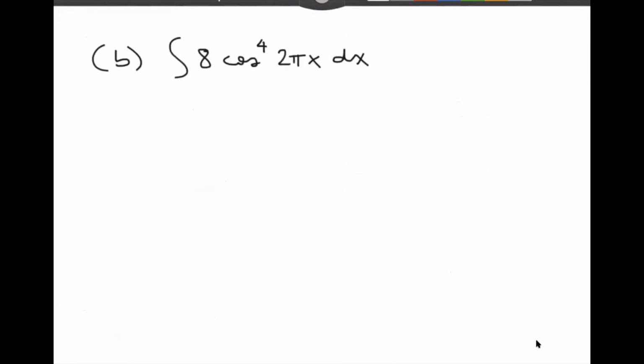Okay, so this is what they call case 3, where there are no odd powers. It's just cosine to the 4th of something. So this is where we have to use the power reducing formula. Before I use the power reducing formula, I am going to rewrite that cosine to the 4th as cosine squared and then squared.